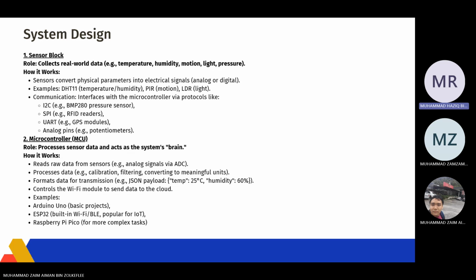UART and other pins. So we move on to the microcontroller, which is the MCU, and its role is to process sensor data and act as the system brain. How does it work? It reads raw data from the sensor, processes the data, formats the data for transmission, and controls the Wi-Fi module to send data to the cloud. For example, Arduino Uno, ESP32 and Raspberry Pi Pico. Next slide please.